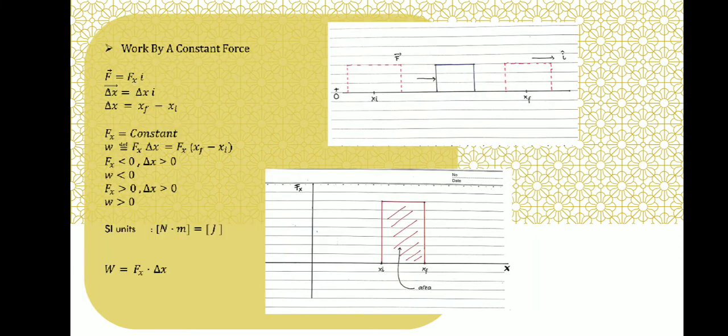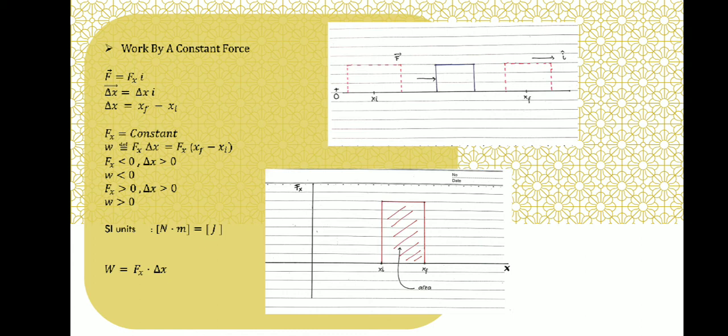Work by a constant force. Suppose an object and we apply a constant force in the horizontal direction. Concept of work: suppose the object starts at point x initial and goes to position x final, and we call the direction i hat. The formula can be written: the force on the object is F equals Fx i hat.